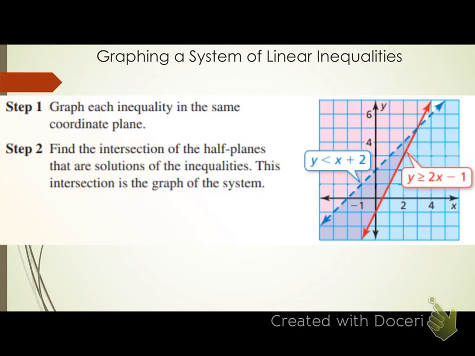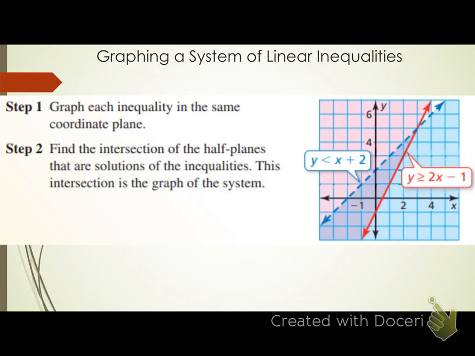Write these steps down. There's 2 steps here. Step 1, graph each inequality in the same coordinate plane. Kind of like how we solve systems of equations by graphing. We graphed them on the same coordinate plane, right? So graph them just like we graphed each inequality yesterday. Graph your boundary line. Shade whatever side needs to be shaded.